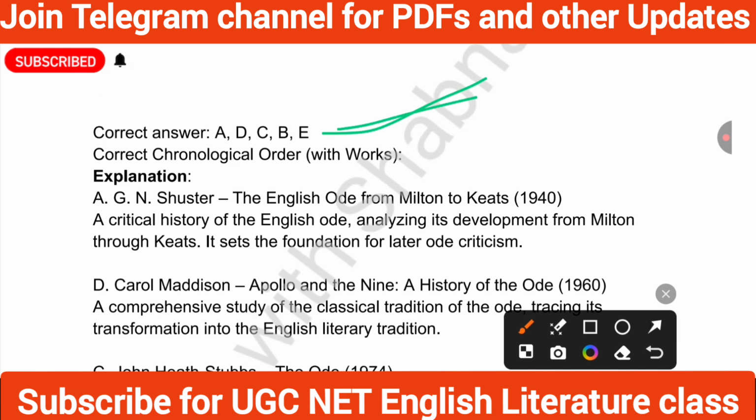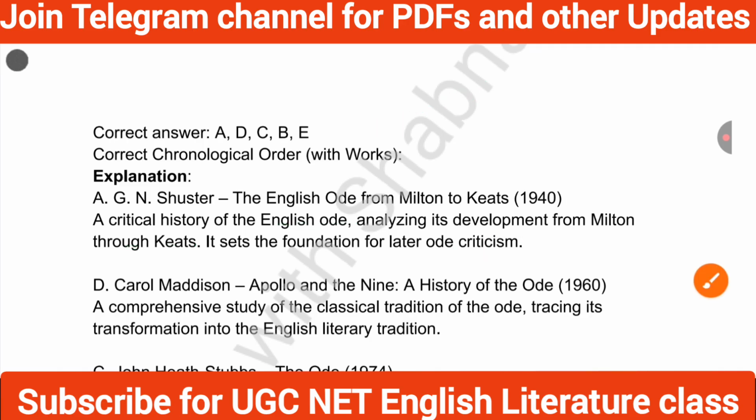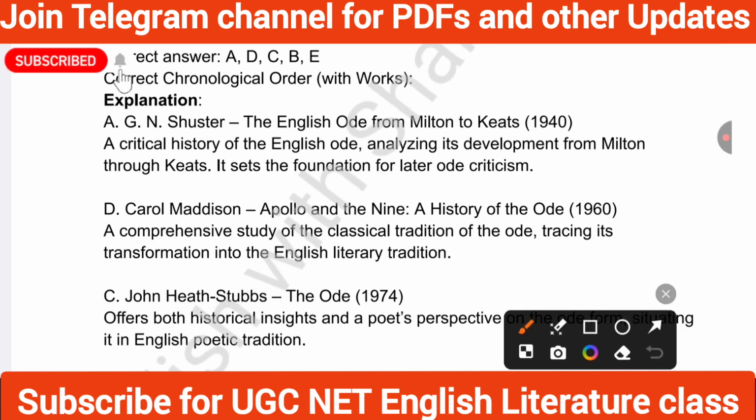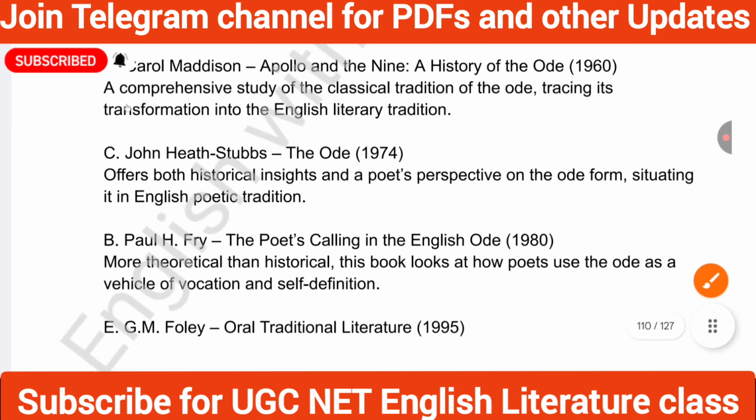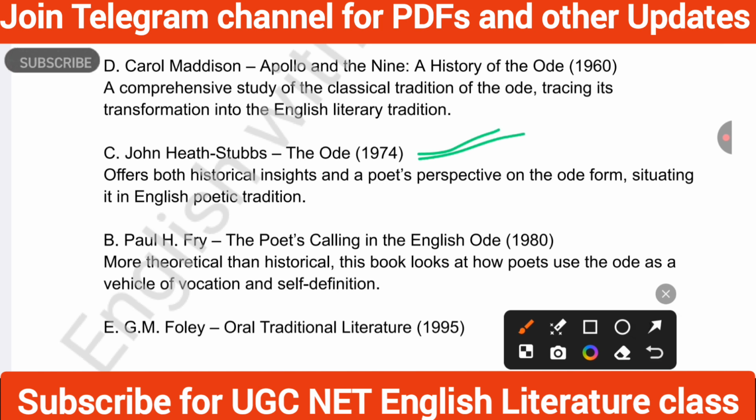G.N. Shuster, The English Ode from Milton to Keats, was 1940. It was a critical history of the English ode. In this, he analyzes its development from Milton through Keats. It sets the foundation for later ode criticism. So that is why this is important. Then we have Carol Maddison, Apollo and the Nine: A History of the Ode, 1960, a comprehensive study of the classical tradition of the ode, tracing its transformation into the English literary tradition. Then we have John Heath-Stubbs, The Ode, 1974, which offers both historical insights and a poet's perspective on the ode form, situating it in the English poetic tradition.